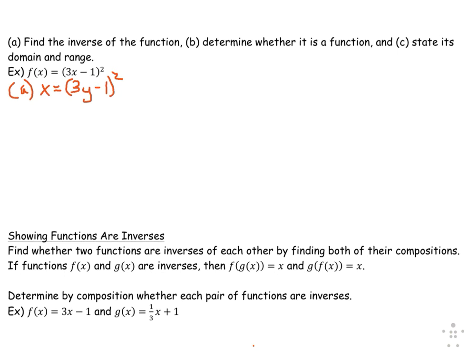Proceed to solve for y in its new position. So take the square root of both sides, positive and negative case. At that moment, we now create two range values or y values for every x value or domain value that we input into this function. So right now you could understand that the inverse will not be a function. We'll consider that further in a moment. Continuing to isolate the y, add 1 and divide by 3.